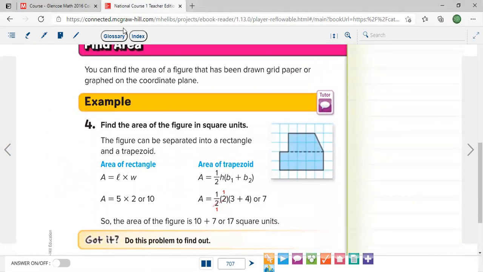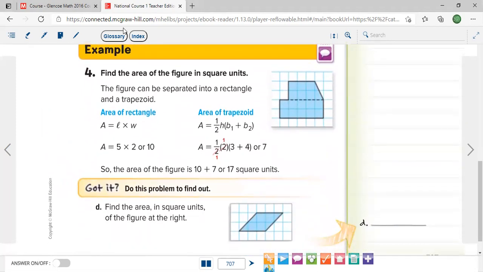Now to find the area, of course in this figure, we divided this figure into two well-known figures like rectangle and trapezoid. You can find the rectangle by length times width. So you count 5 units times 2 units will give you 10. The trapezoid needs base 1 and base 2 and height. Base 1 is 3 units, base 2 is 4 units, the height is 2 units. So just apply the rule, you find it 7. Finally, you will add the 10 and the 7 to find the whole figure. So if it's not a well-known figure, divide it into two known figures.